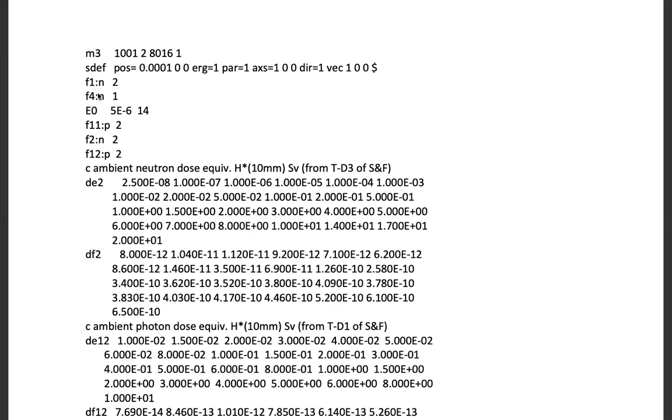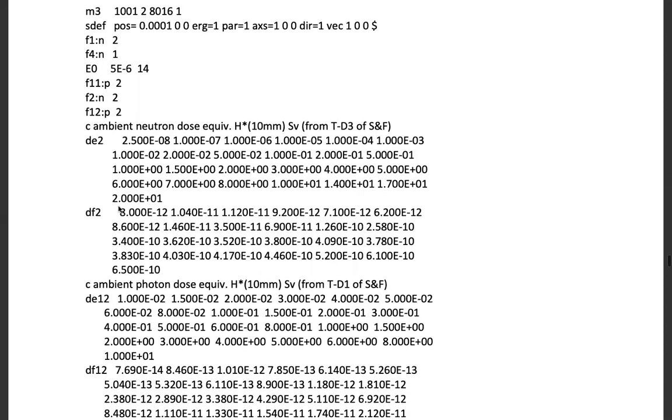For neutrons, I've got the cell flux. Why? Because inside the cell, I would also like to estimate a reaction rate. So I need the track length estimator of the flux. Inside the cell, I'm going to multiply it by the N gamma cross section. So that will give me the number of gammas produced by the neutrons.